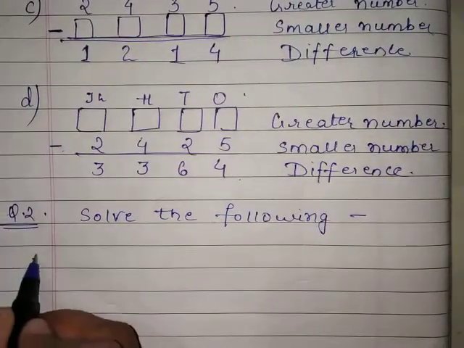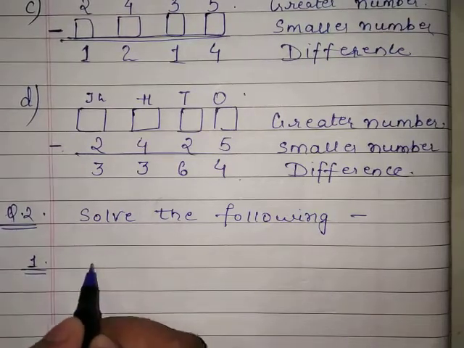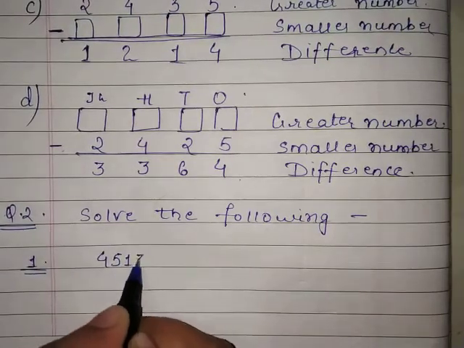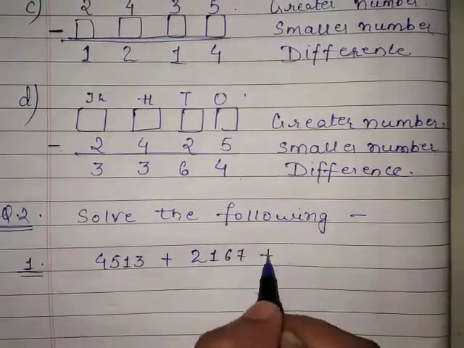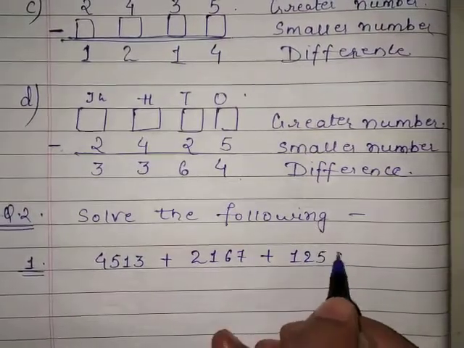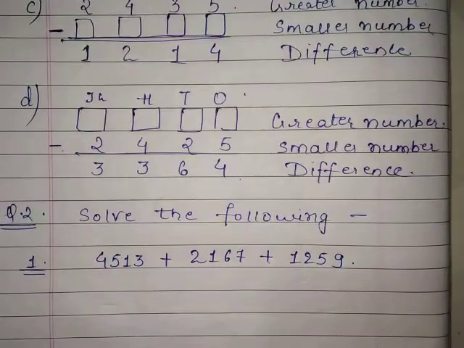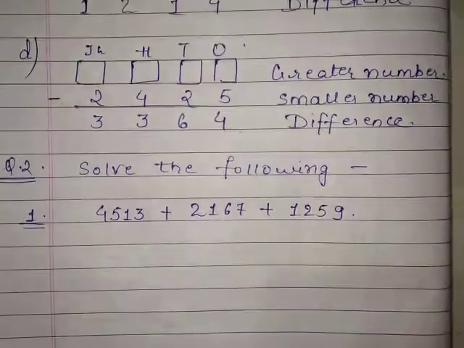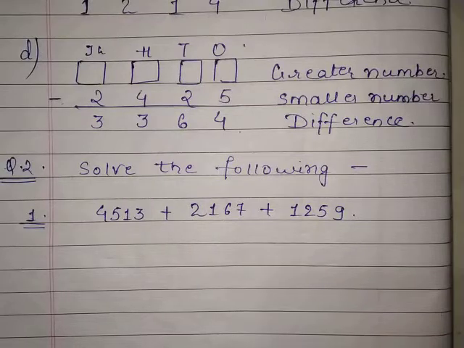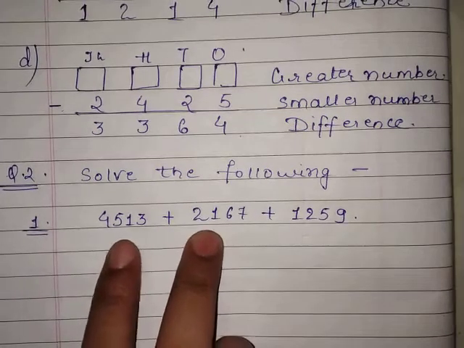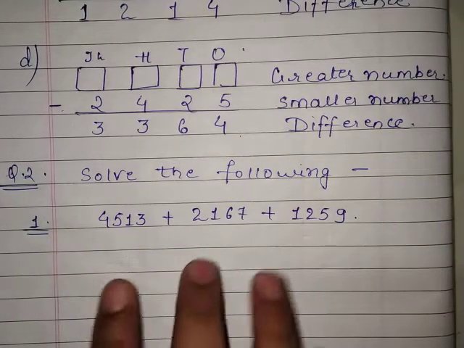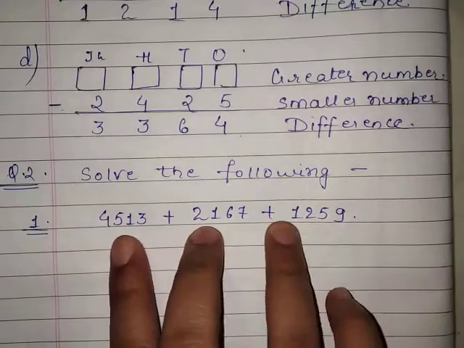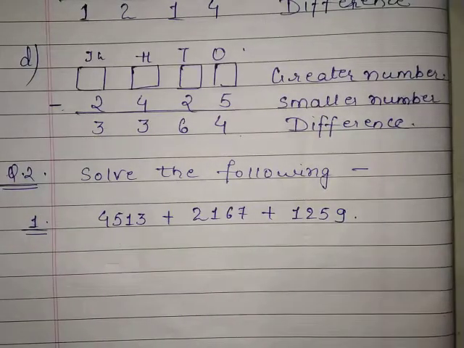So here, question number first is 4513 plus 2167 plus 1259. So you can see here that till now we have solved or added only two numbers. But in this question there are three numbers. Now how to add?